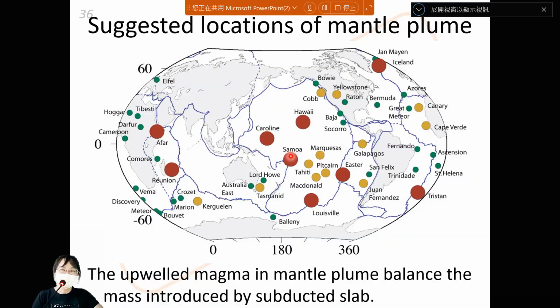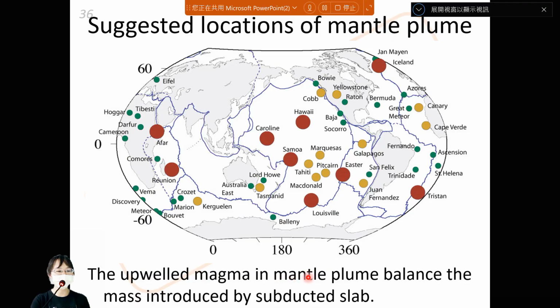I think hotspot is still relatively new to you. So where can we find hotspots? They are more widespread than you think. Here are the known locations of hotspots. I think it's not complete because the Philippine Sea Plate, which is our neighbor plate here, also has hotspots. So these are just a few major hotspots that we know.